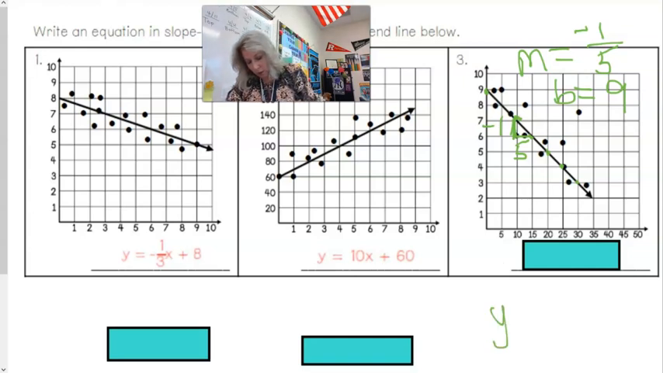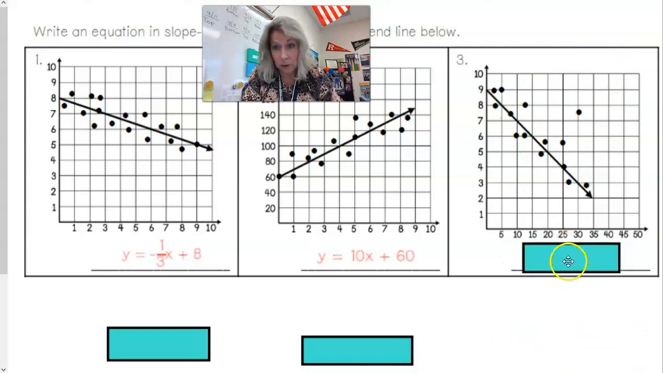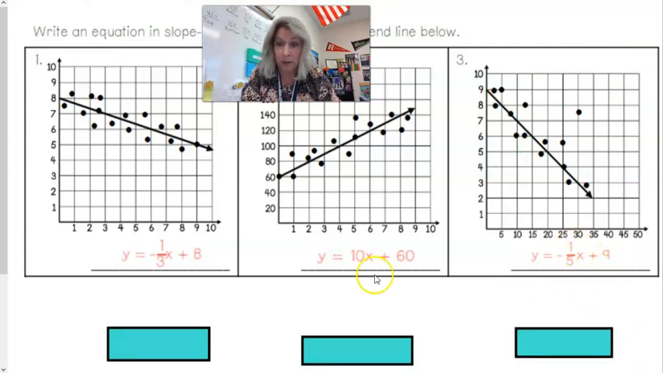So what would my equation be? y equals negative 1/5 x. Oops, and a plus 9. Hopefully that's hiding again underneath this box. And yep, y equals negative 1/5 x plus 9.